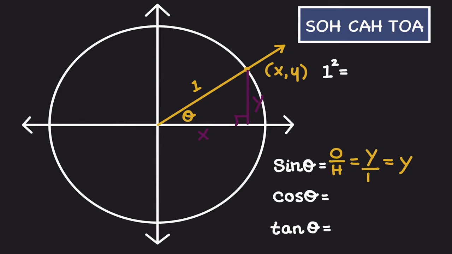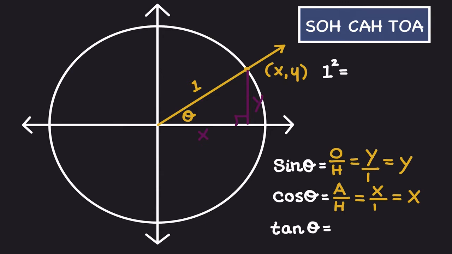Cosine, let's talk about that. We're going to have adjacent over hypotenuse. That's what SOH CAH TOA tells us. And our adjacent value is our adjacent touching the angle. That's our x. So that means adjacent is going to be x and hypotenuse is going to be 1. And cosine reduces down to just our x value. So our x values from now on, in the points that we create on the unit circle with angles, are going to be the cosine values.